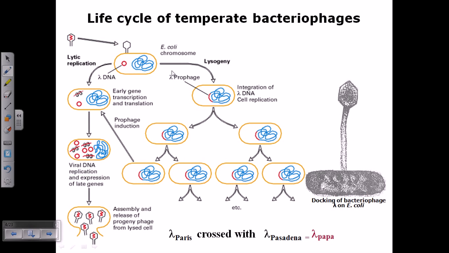Now, life cycle of temperate bacteriophage. Okay. Now, temperate bacteriophage means this kind of bacteriophage has both types of life cycle, either lytic or lysogenic, both modes of life cycle here.